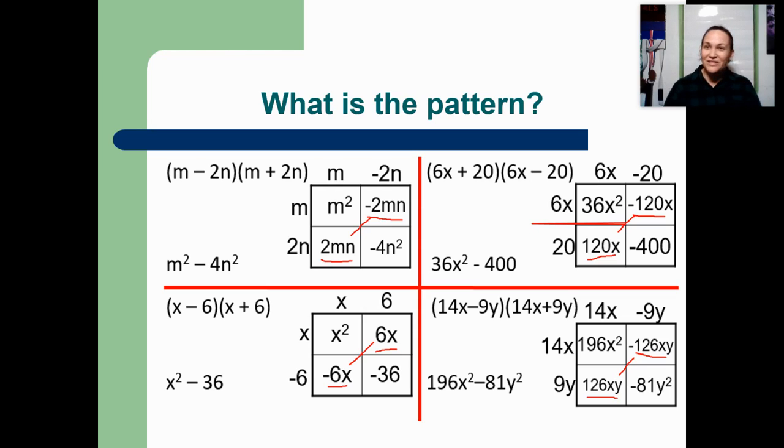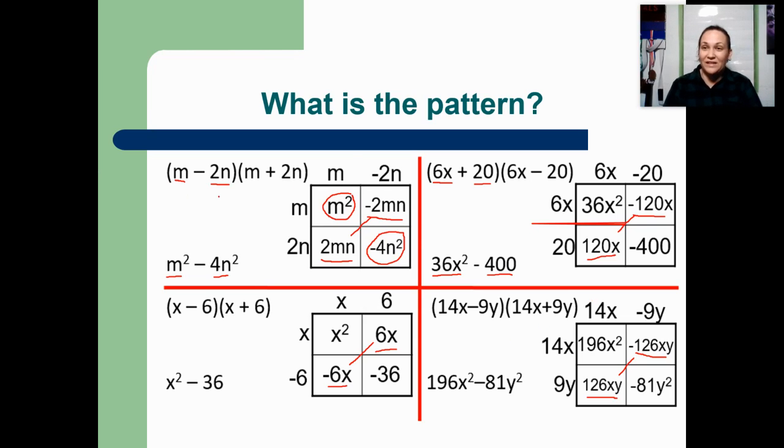Now, for the actual answer to these questions with the 2 terms, I'm getting them from the first and last box. If we look at the first box, it's just this first term squared, m squared. And if we look at the last box, it's the second term squared, 2n, and then squaring it would turn into a 4n squared. Okay. 6x, if I square it, becomes 36x squared. 20 squared is 400. Okay, and that happens on all of these.